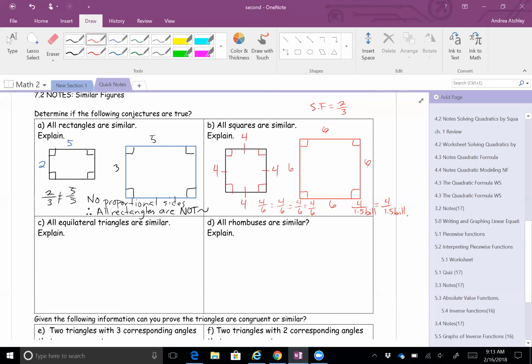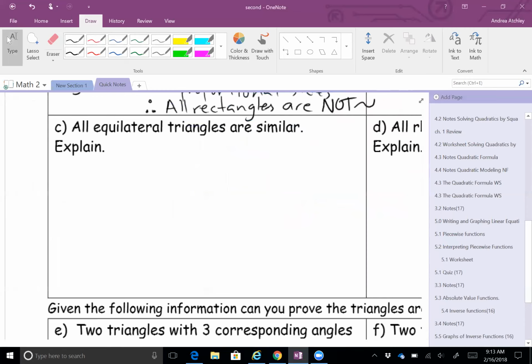So, yes, all squares are similar because it only has one side length, right? All squares are similar. Any questions over that? We're all good? Okay. Equilateral triangles.